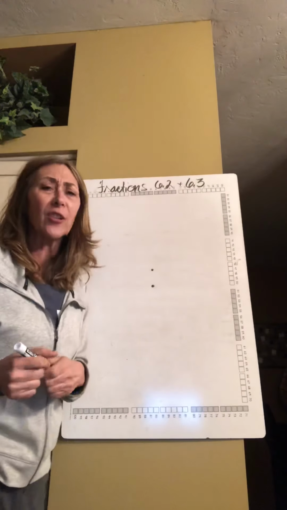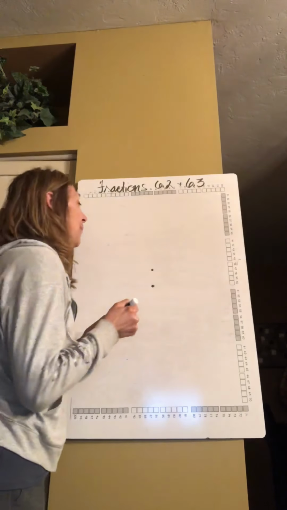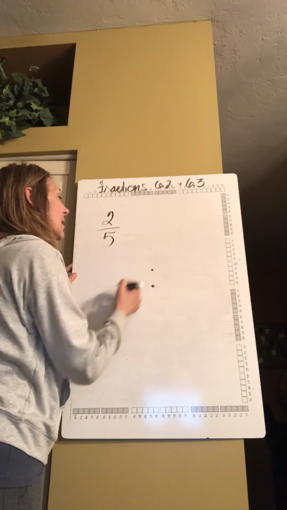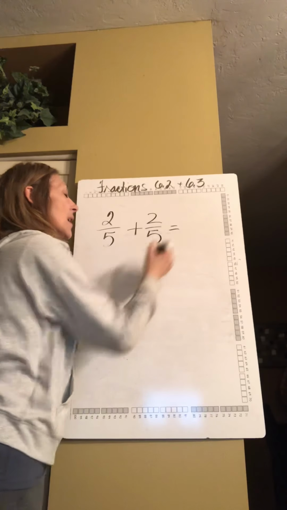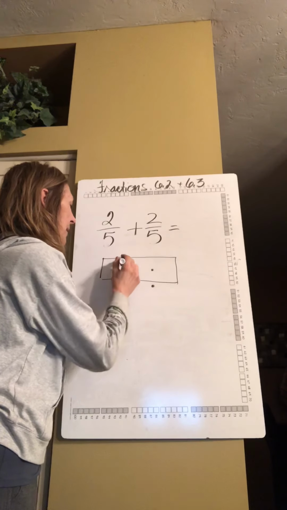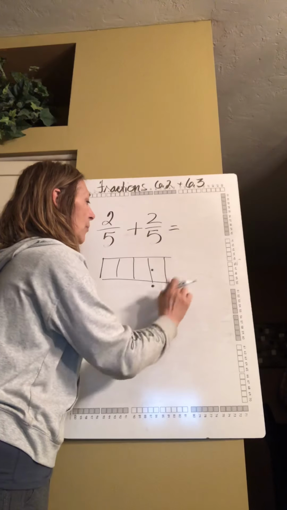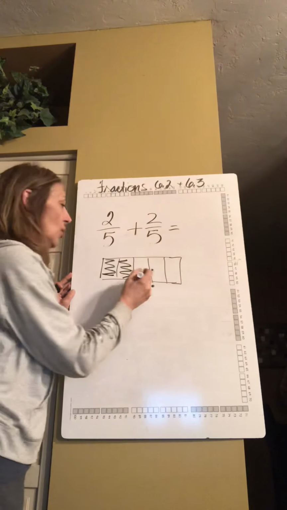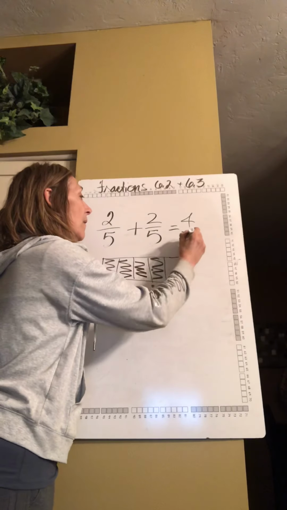When we're adding fractions with common, which means the same denominator, if I had 2/5 plus 2/5, that denominator tells me I have 5 pieces in the whole. Let's make that one a little bit bigger so it's even. So I have 2 of the 5 plus 2 of the 5. That equals 4/5.